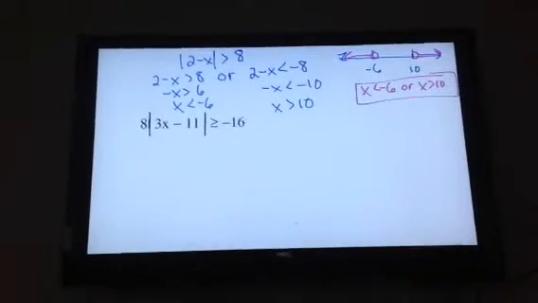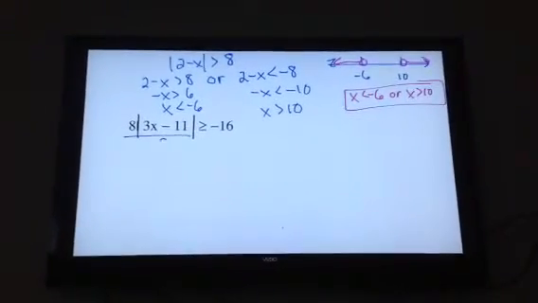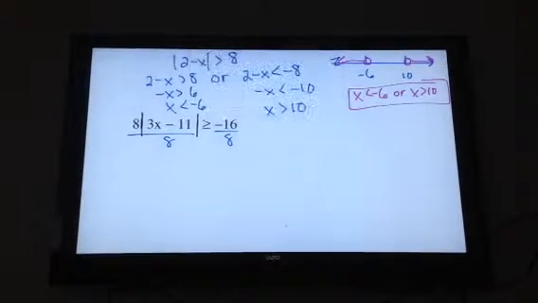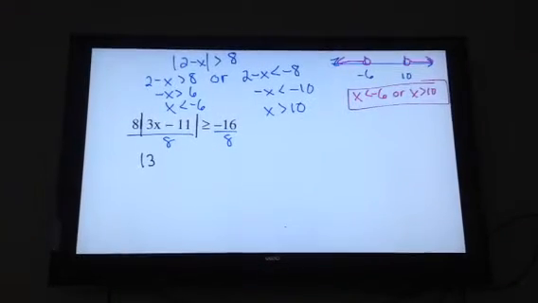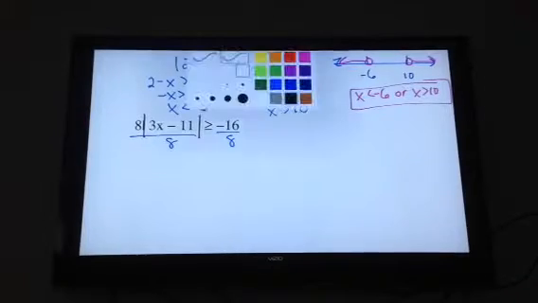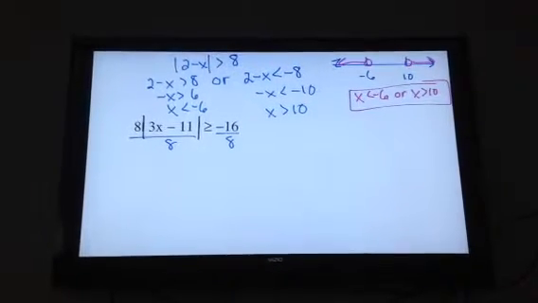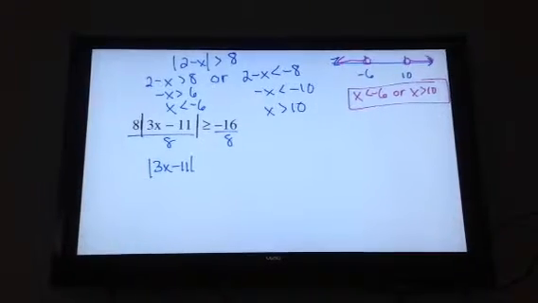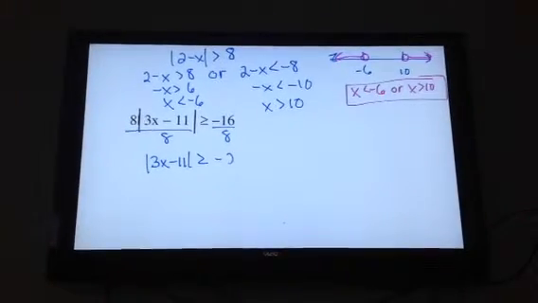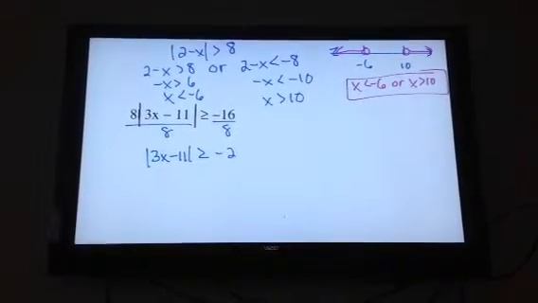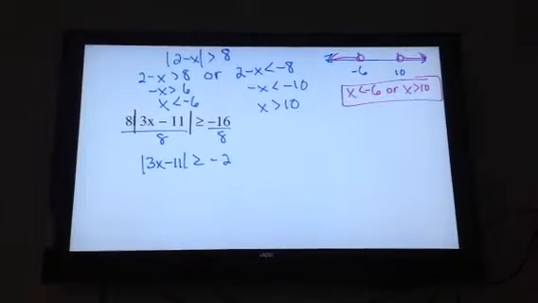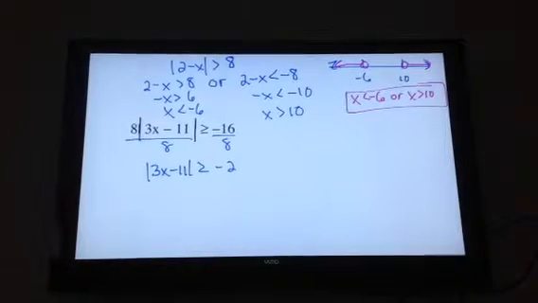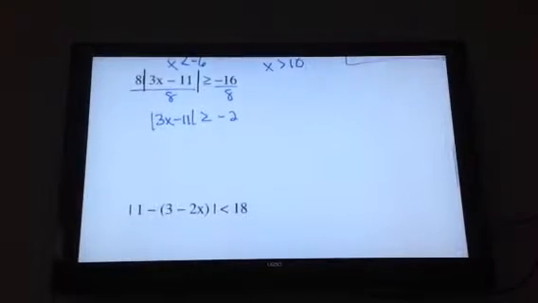Absolute value first. So I'm going to divide both sides by 8. And I'll have the absolute value of... why did I change colors? I don't know. I'm going to go back to my blue. I'm going to have the absolute value of 3x minus 11 is greater than or equal to negative 2. I am going to solve this question, but then I'm going to talk about a bit of a shortcut. But I'm going to get through it first.